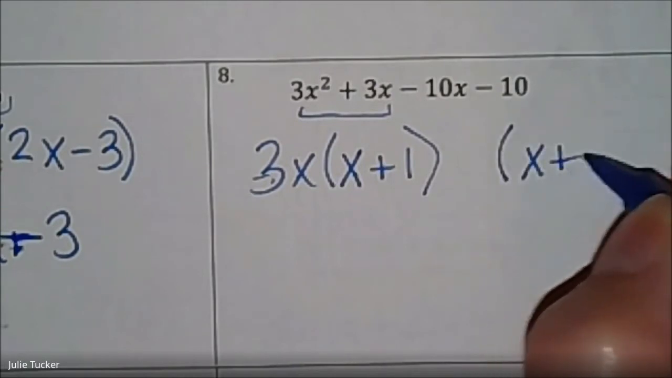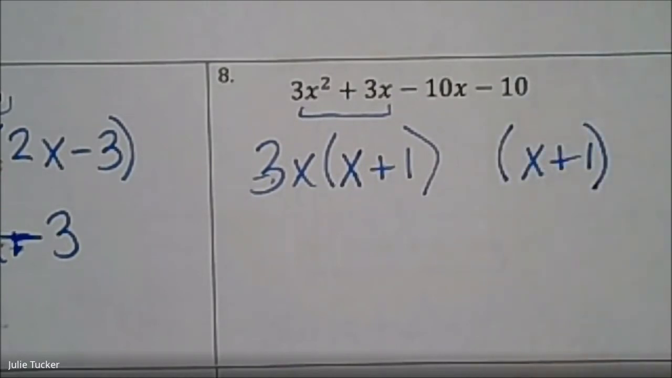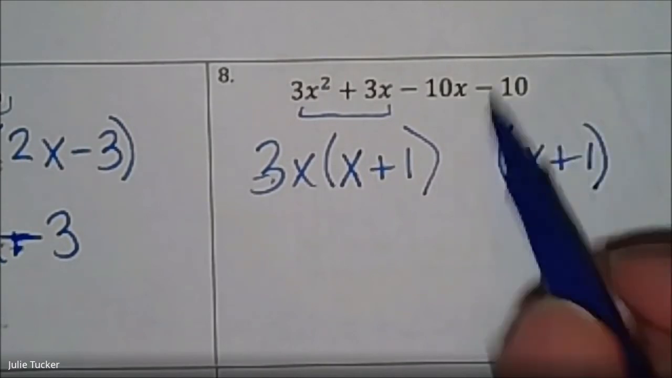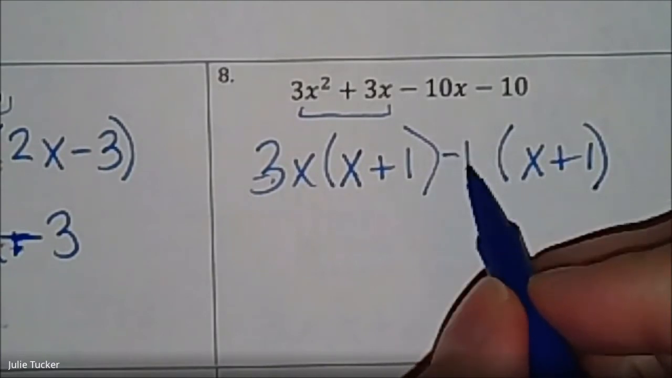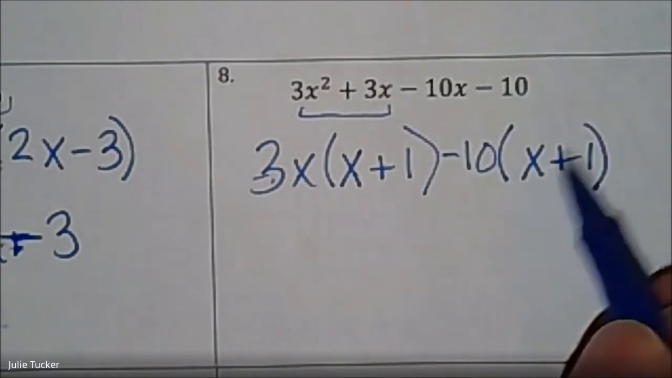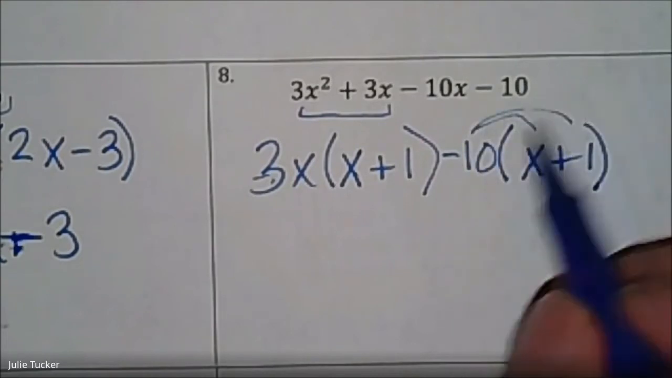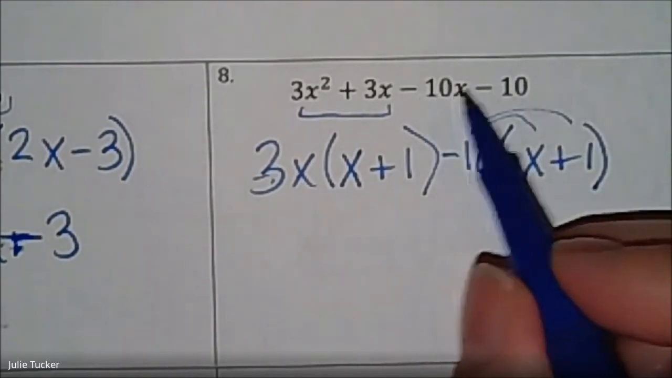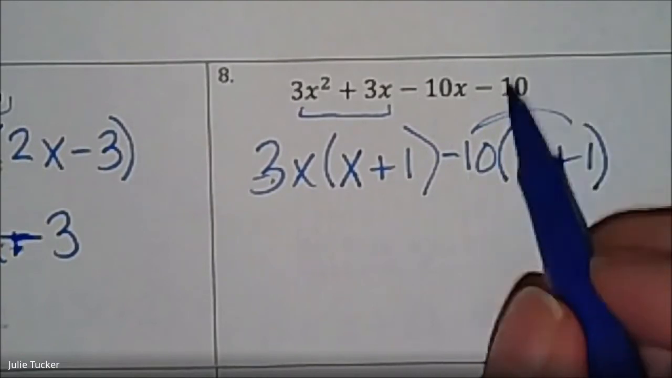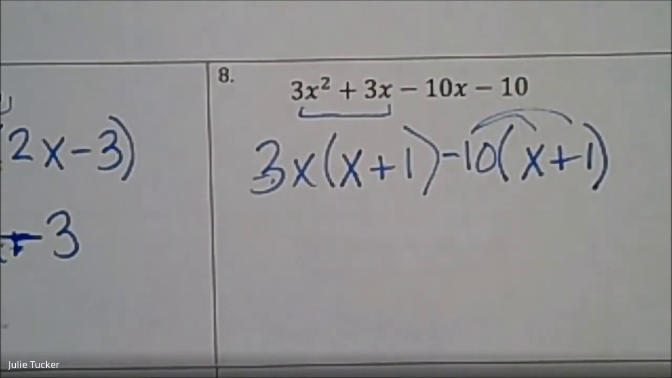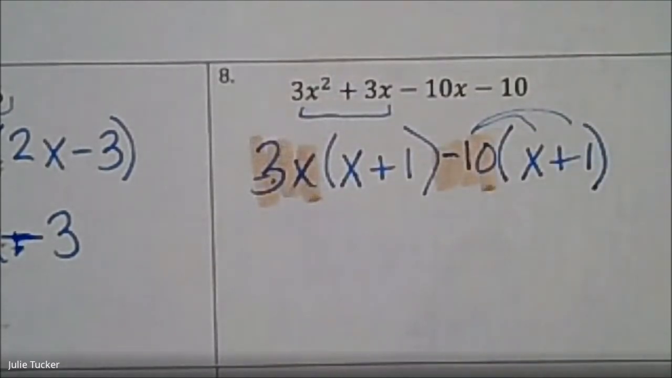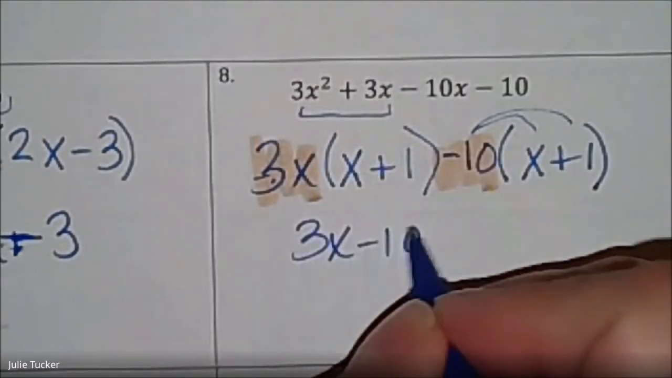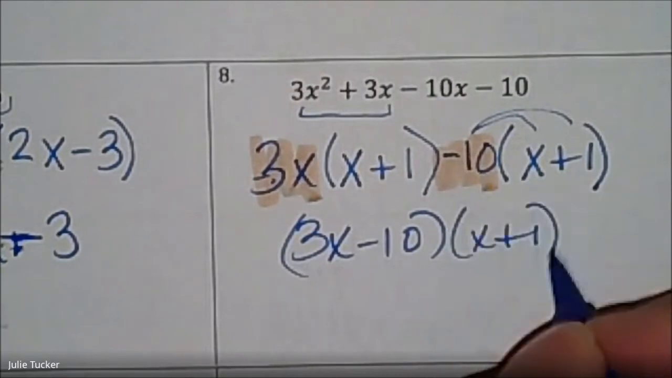Then we rewrite the x plus 1 to have our secret weapon that matches. And then this says negative 10 up here. So we have to put negative 10 in front to get a negative 10x out of the next pair. And we just check it. This gives us negative 10x and negative 10. And that's right. Okay. Now we're going to put it together. Three x minus 10 times x plus 1.